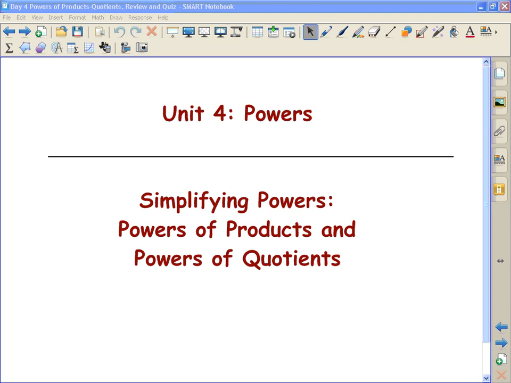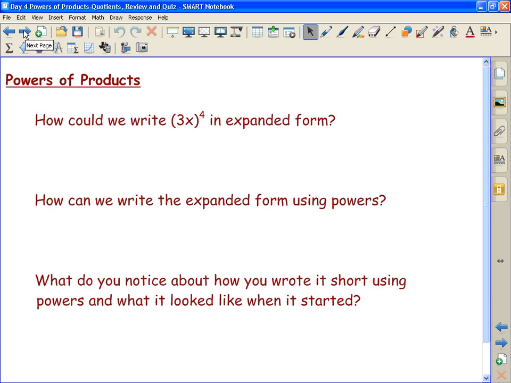Today's lesson is on simplifying powers again, but today we're going to talk about powers of products and powers of quotients. So it seems like it might be something very similar to what we've already talked about with the products of powers property and the quotients of powers property. But these properties are a little bit different than what we have already learned. I think it's pretty intuitive, so you might be able to figure out on your own what it is that we want you to see here.